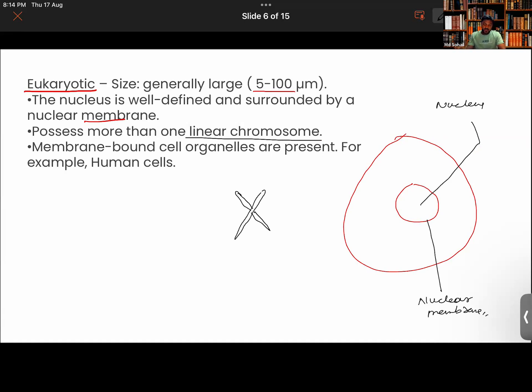Now the organelles that will be present in this, like the endoplasmic reticulum, Golgi apparatus, mitochondria, Golgi bodies, and so on. Lysosomes, very good. So they will be having a proper boundary. The organelles will be membrane bound. One example here is pretty simple: the human cell is an example of a eukaryotic cell.